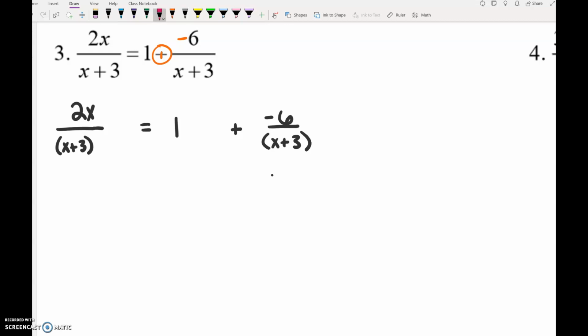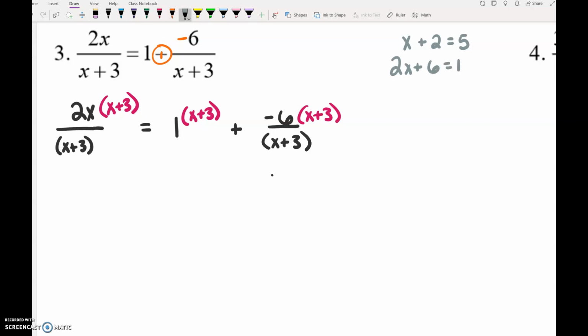All right, what denominators do you see in this problem? X plus 3. The only denominator is x plus 3. I am going to multiply the top of everything by x plus 3. This is like, I'll do this in gray over here. If I had x plus 2 equals 5, 3 plus 2 is 5, right? So x is 3. If I multiply everything by 2, I've got 2x plus 6 equals 10.